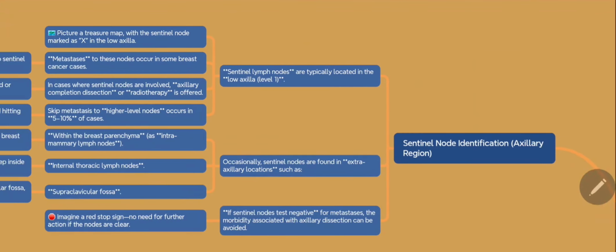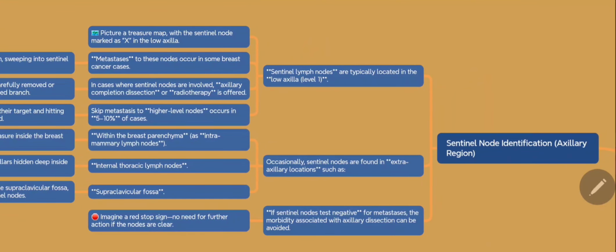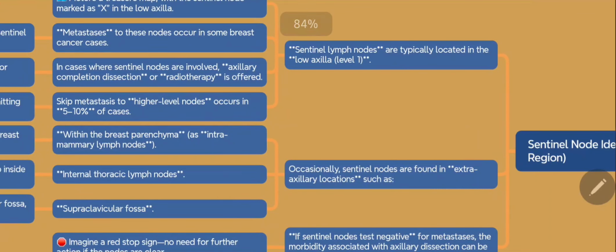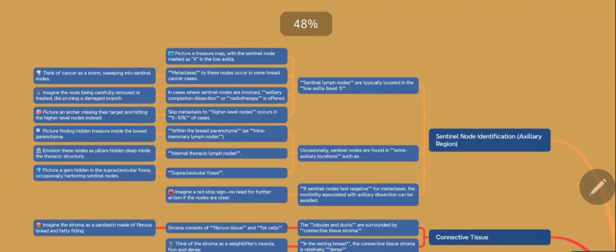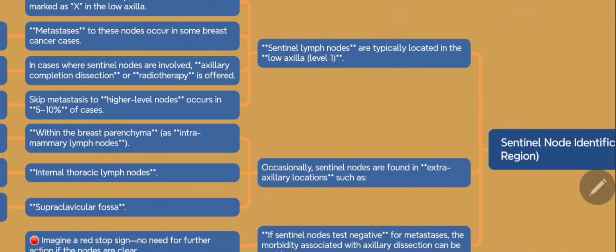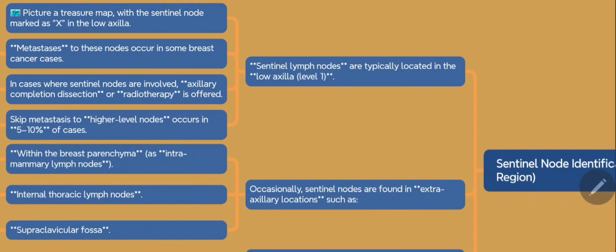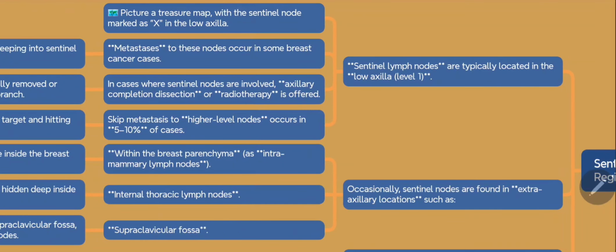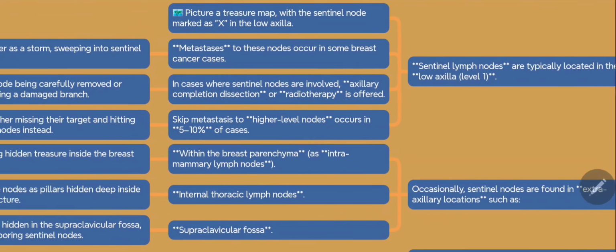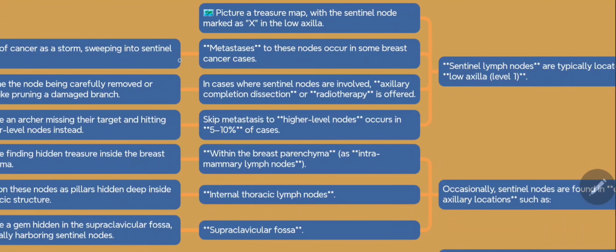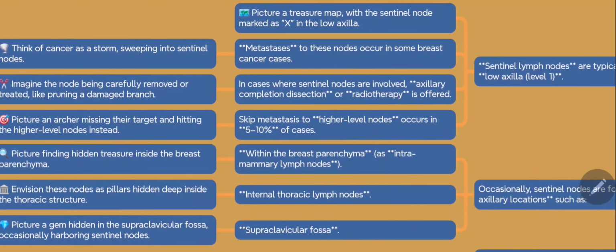Then sentinel node identification. What's the sentinel node? Well, that's the first node where the lymph drains into. So sentinel nodes are typically located in the low axilla at level 1. The metastasis to these nodes occurs in some breast cancers. In cases where sentinel nodes are involved, axillary completion dissection or radiotherapy is offered.